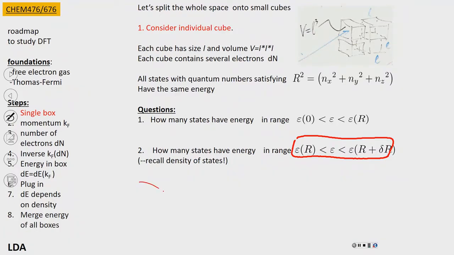I will make a drawing. I will draw spheres later, but if you look at all states where the radius is between 0 and r, those will be the energies of all electrons that have energy less than the threshold. Everything inside the sphere. Or we can look at the very narrow shell of a sphere, from r to r plus delta r, right? You can imagine it and use it as our tools.